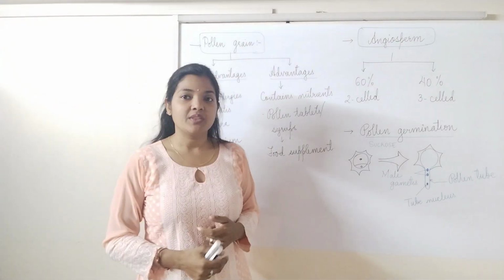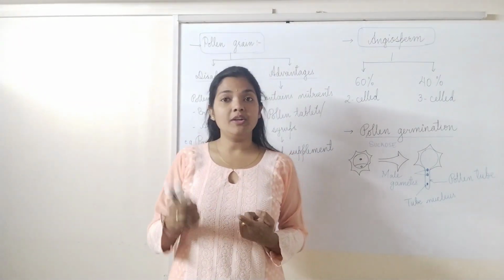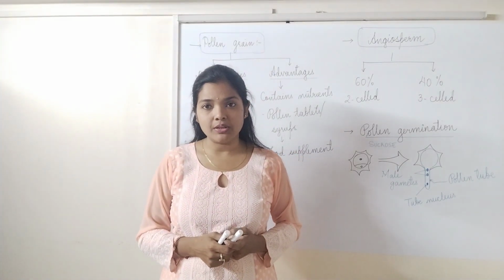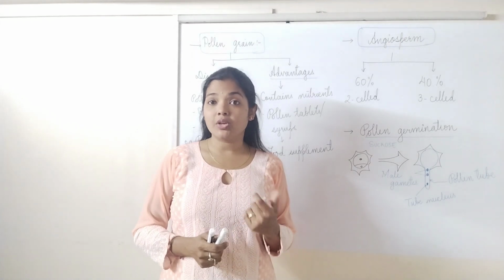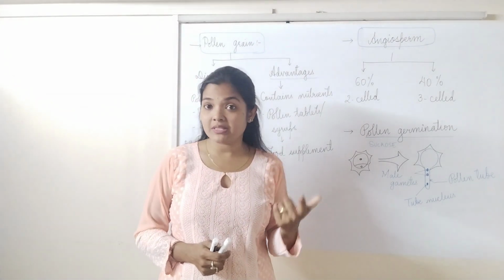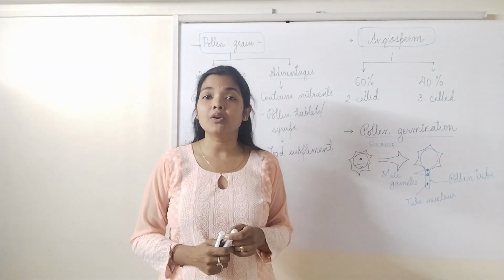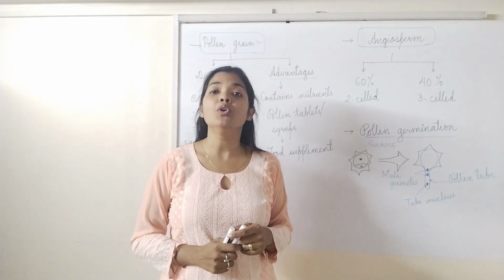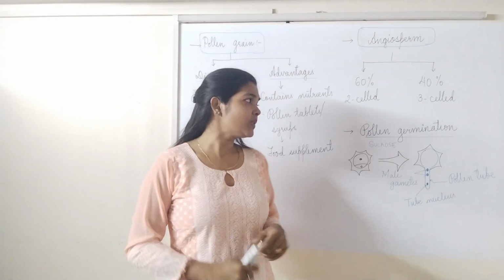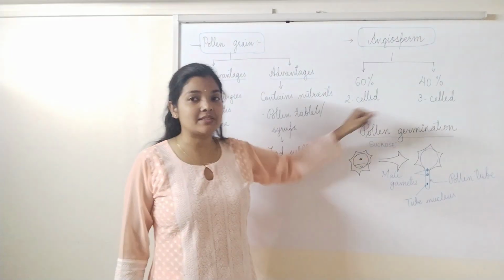Among the three cells, there is one which forms the pollen tube. We call it the tube nucleus. And other than that, the generative cell has now undergone mitotic division, resulting in two male gametes. So we now have three cells.